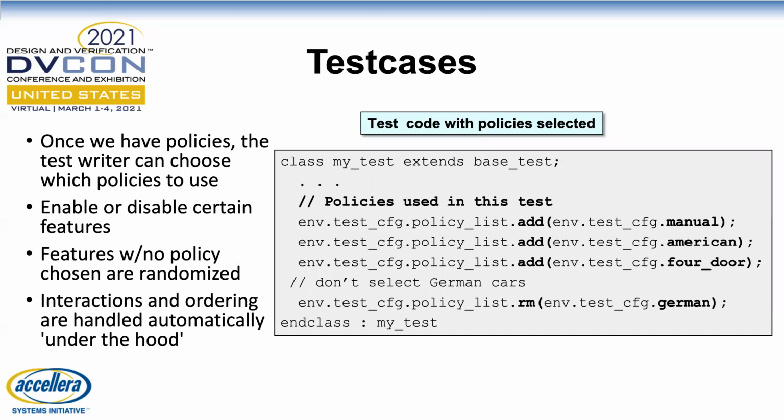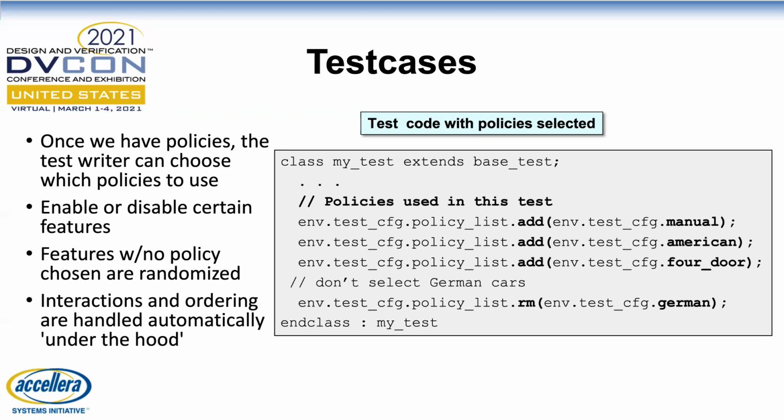Once we have policies, the test writer can choose which policies to use. The test writer can enable or disable certain features or pick a variable value from a list. Features, or variables, with no policy chosen are randomized. Interactions and ordering are handled automatically under the hood.